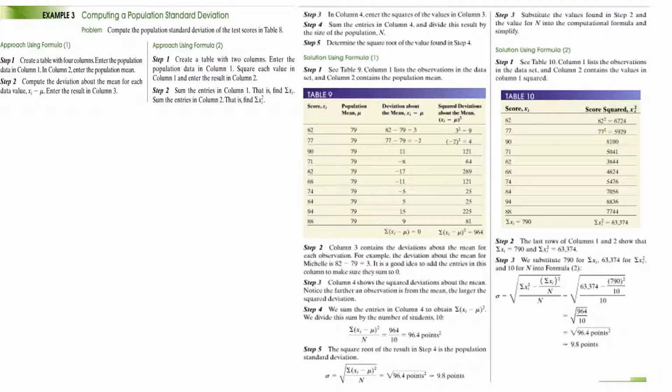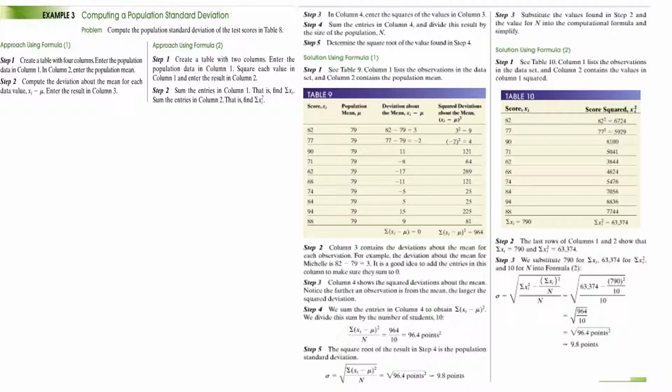Then what we want to do is take the population mean. Basically, we're taking all of these scores and averaging them up. We add them and divide by the total number of scores. In this case, there are 10 of them. What we get when we do that is 79, so we just put 79 in the column.